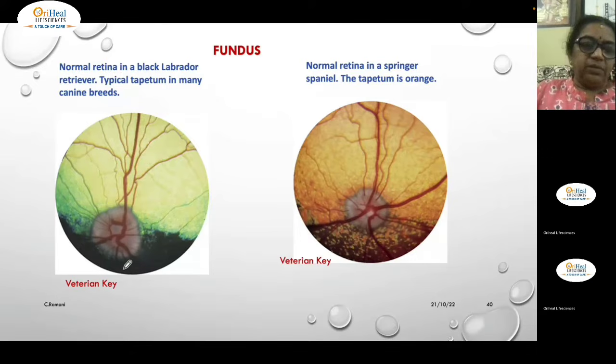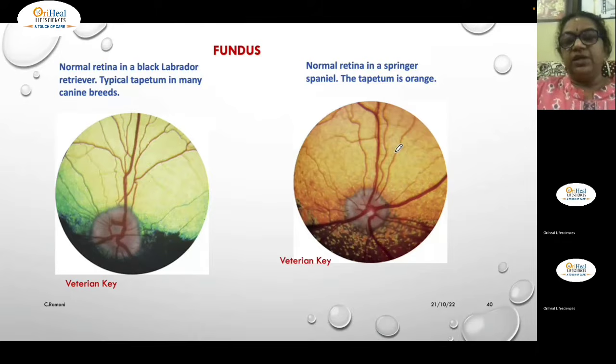This is the non-tapetal area, and this is a tapetal area. And invariably, you will find the optic disc at the junction between the tapetal and the non-tapetal area. Very rarely you will find the presence of the optic disc in the tapetal area itself. And within the disc also, you will find a rough C-shaped curve of the retinal veins and arteries. And this is a fundus picture in case of a spaniel, the color of the tapetum differs. So I said here it is orange, and this difference in the color of the tapetum again correlates to the coat color.